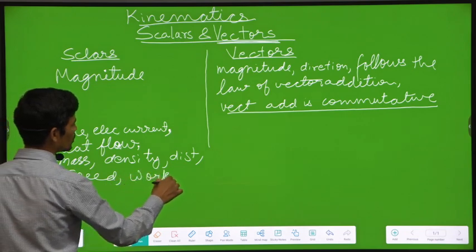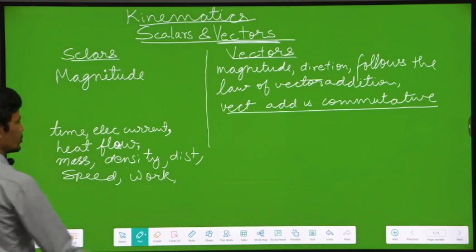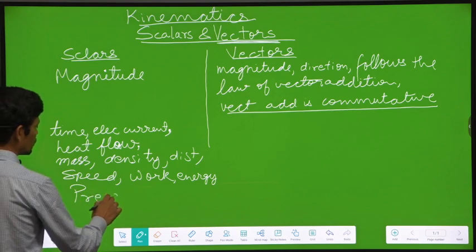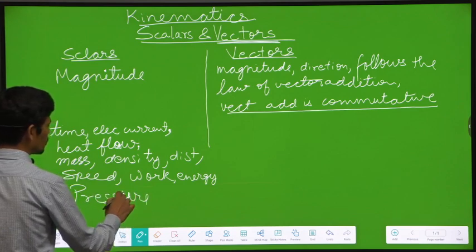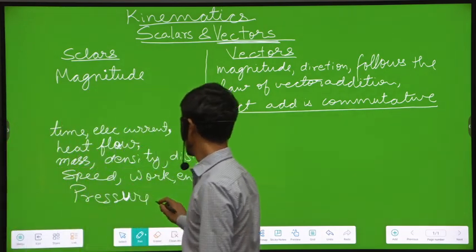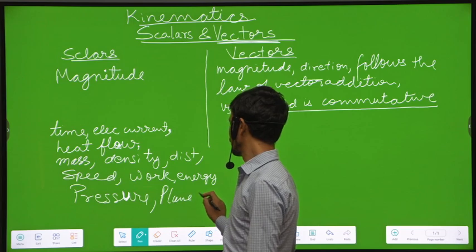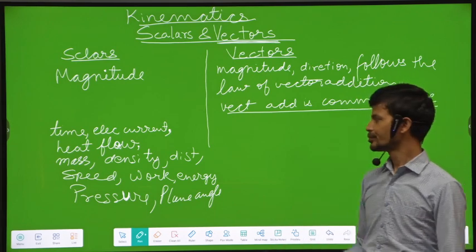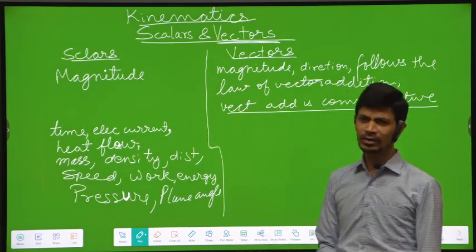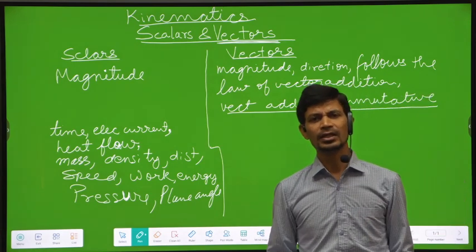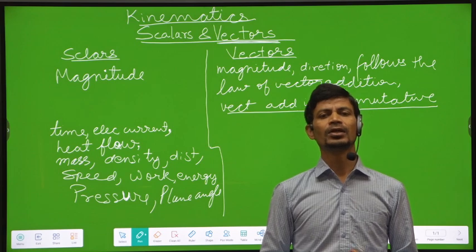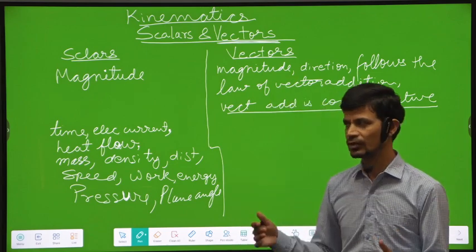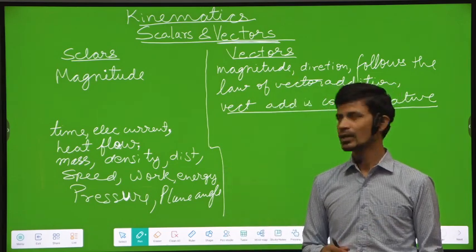Other than that, we have mass, density, distance, speed, work, energy, pressure, plane angle. So the list is long, and you can make a list, and in upcoming chapters there will be lots and lots of other physical quantities. You can just fill it in your list.